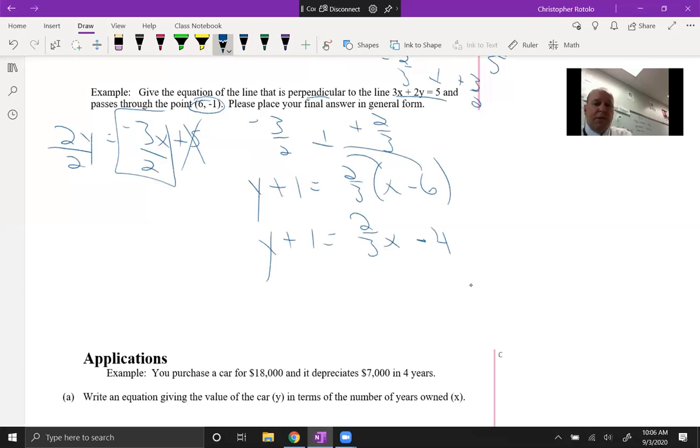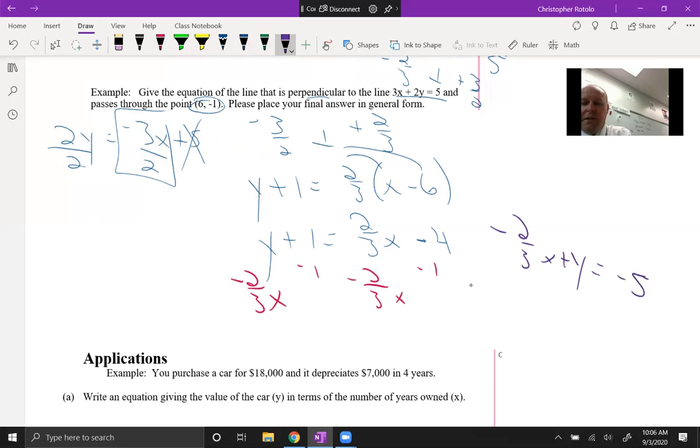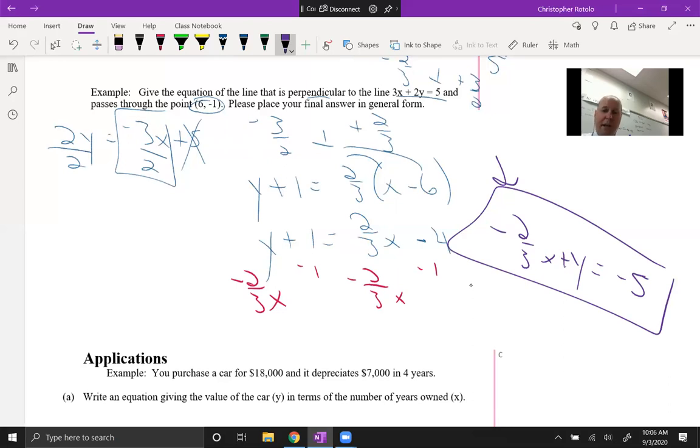Okay, final answer in general form. I just want to make sure I do all this in one step this time. So I'm going to subtract my 2/3 x and subtract my 1 all at the same time. Final answer, drum roll, right? Negative 2/3 x plus y equals negative 5. Okay. Now keep in mind, if you have to multiply through by 3 just to get rid of fractions, right? Again, that's an evolving definition, but hopefully at this point in pre-calc, we just say x and y on one side.